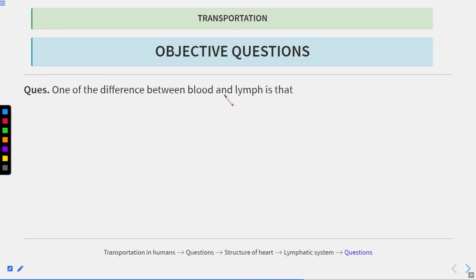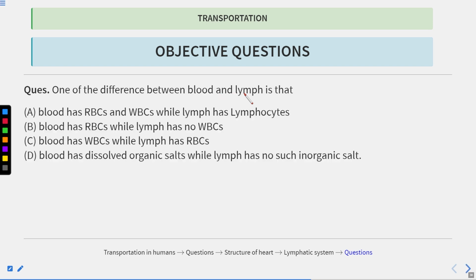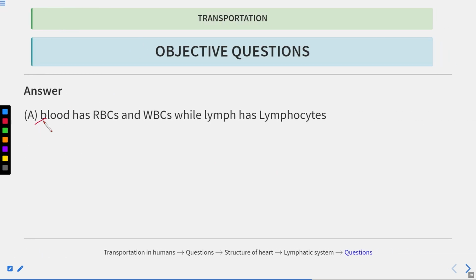One of the differences between blood and lymph is. We have already studied the lymphatic system, and in that we studied the difference between blood and lymph. So these are the options. Blood has RBCs and WBCs, while lymph has the lymphocytes. Option B: blood has RBCs, while lymph has no WBCs. Option C: blood has WBCs, while lymph has RBCs. Option D: blood has dissolved organic salt, while lymph has no such inorganic salts. Now the correct answer is option A. Blood has RBCs and WBCs, while lymph has lymphocytes.